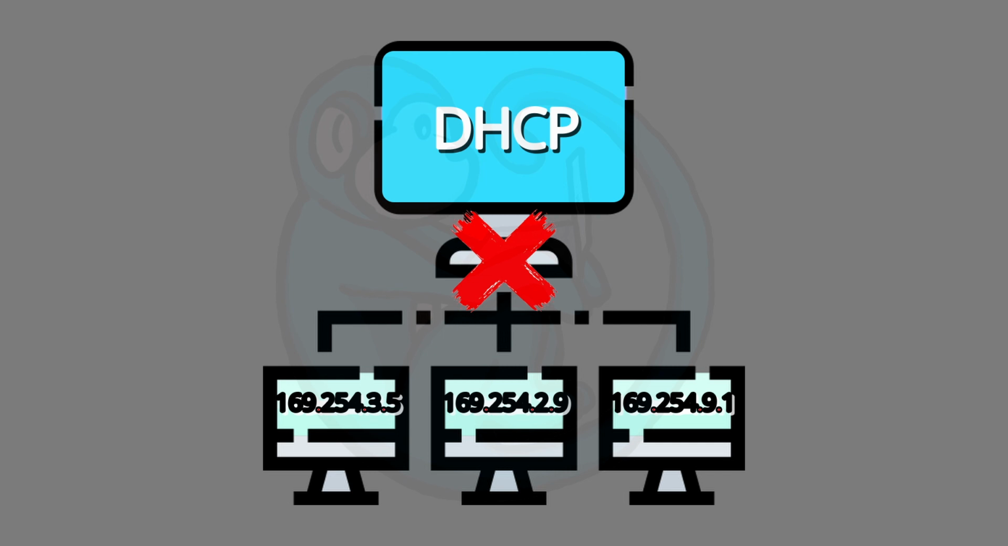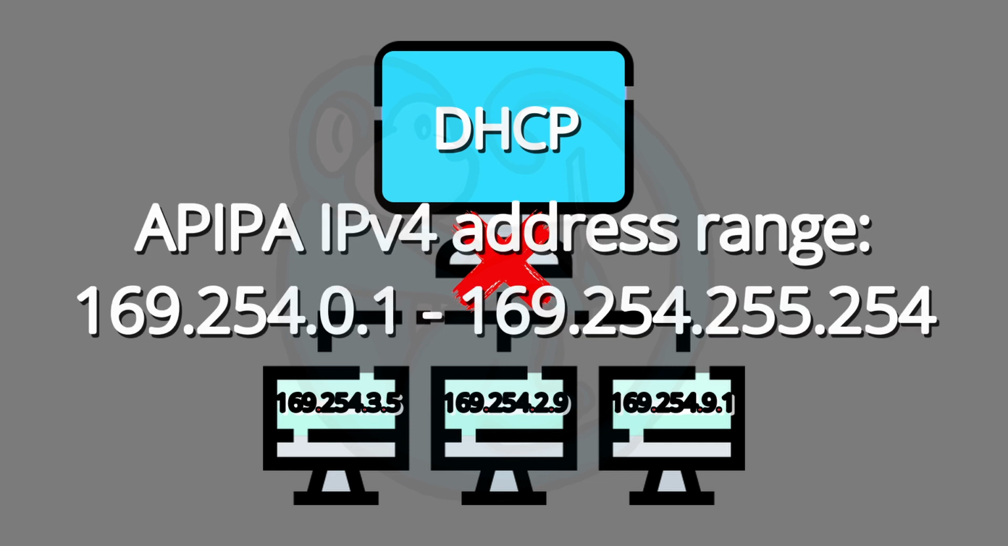Alright, so how can you tell if your machine has an automatically assigned private IP address? Well, it's easy. If your IPv4 address is in the range between 169.254.0.1 to 169.254.255.254, and you didn't set that as your static IP.